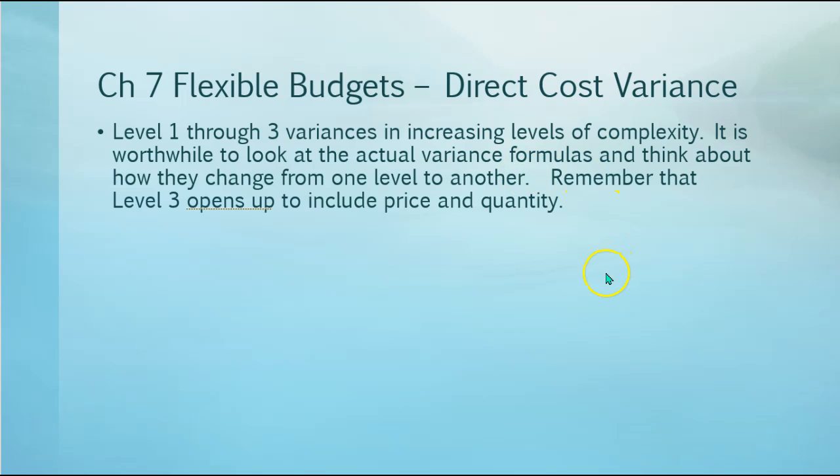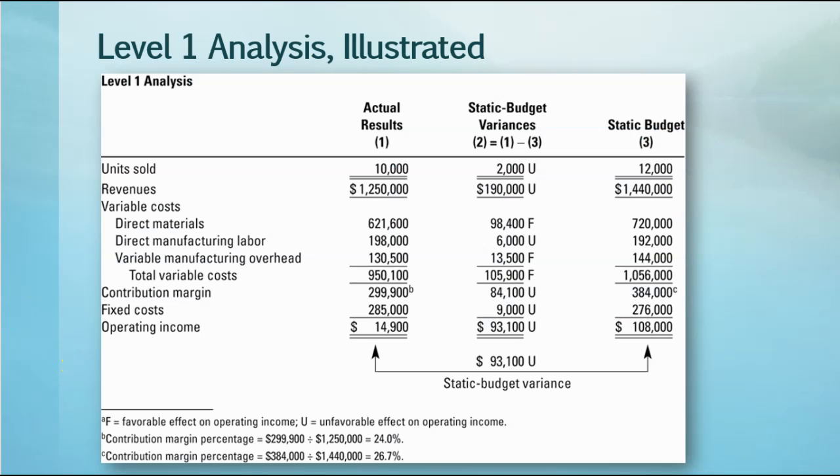Okay, and then we're going to add variable and fixed overhead on top of it. Now here is just a level 1 analysis, and looking back on it, remember it's just the difference between the actual results and the static budget. That's all it is. It's a level 1 analysis. And then the title of the variance is the static budget variance. So it's actual minus budget.